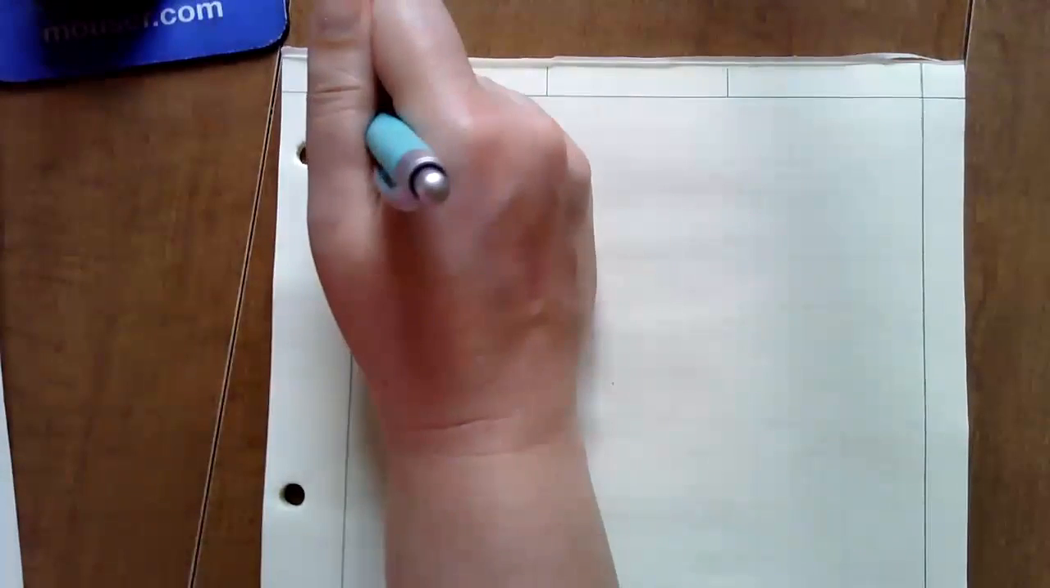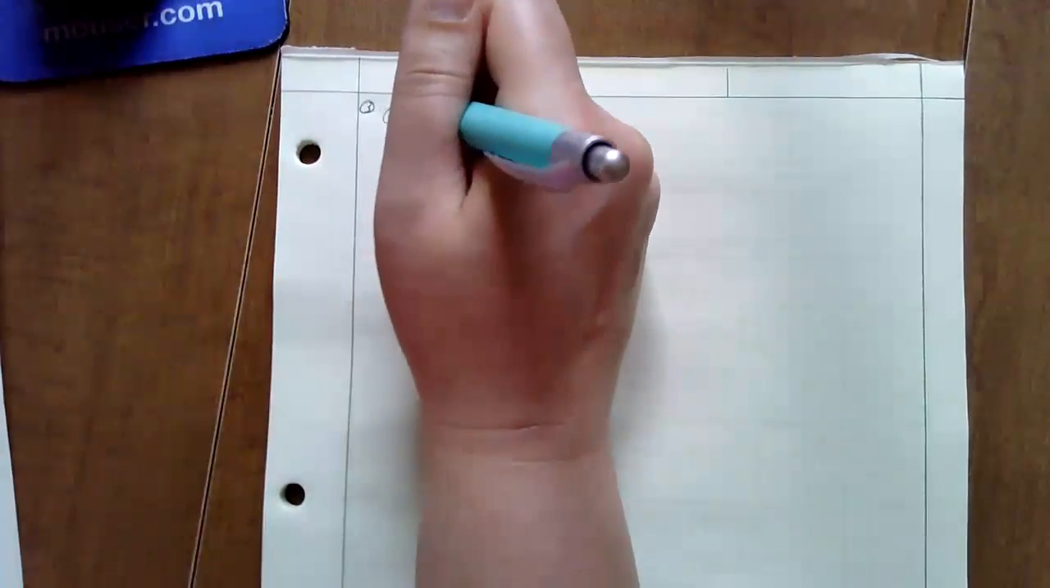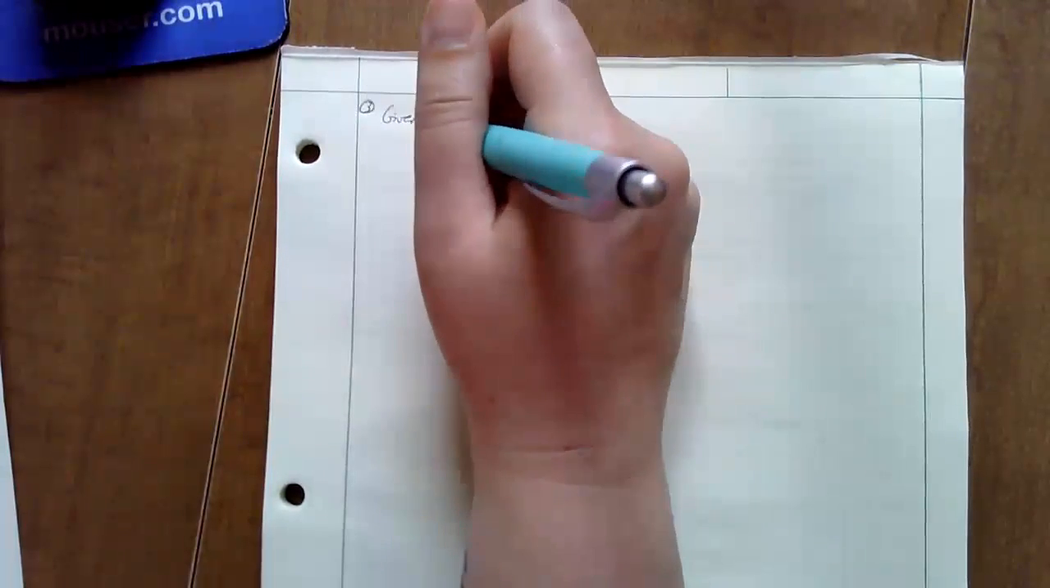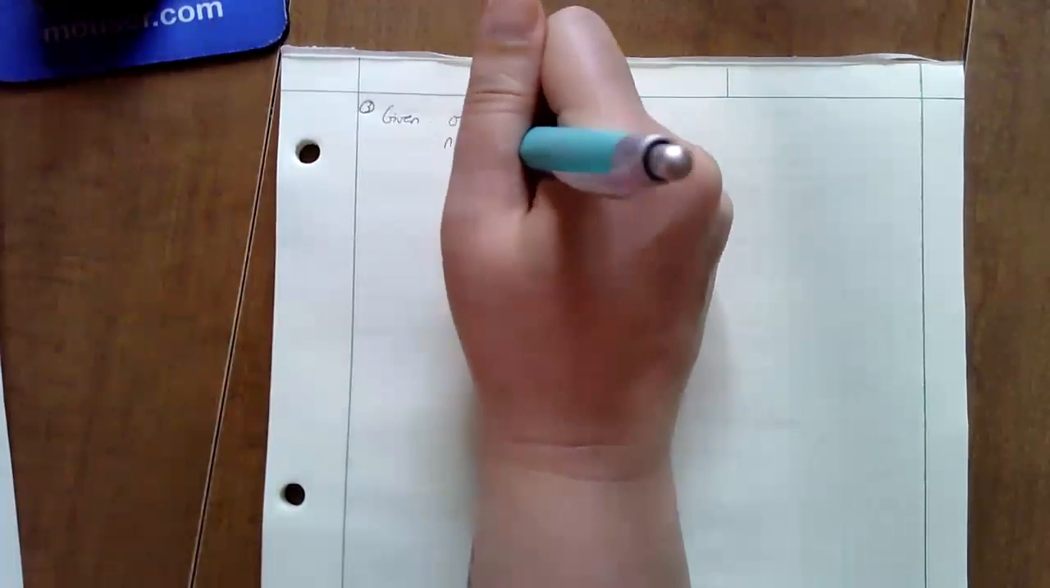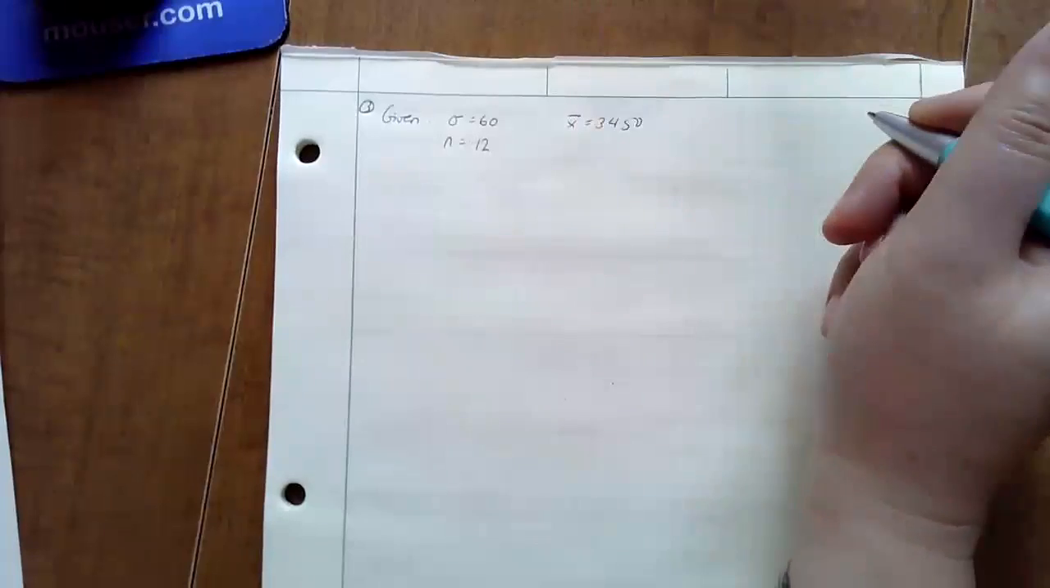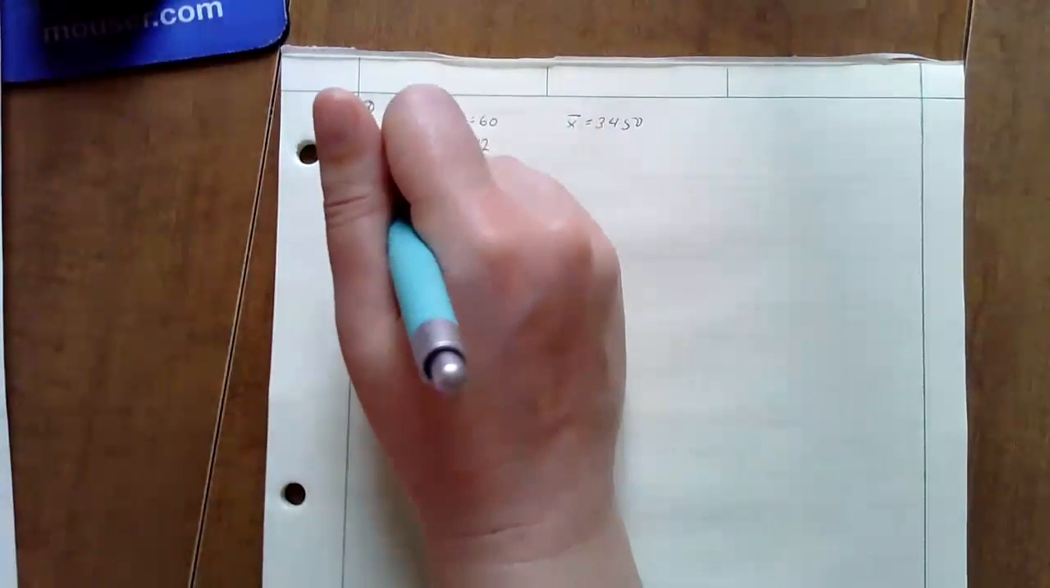Okay, so we're going to move on to question 3. And looking at question 3, we're going to continue writing our given statements first. Given, we have a standard deviation of 60 psi. We have a sample of 12 specimens. That sample mean is equal to 3,450 psi. And we're going to look at the level of significance if the mean strength was 3,500.